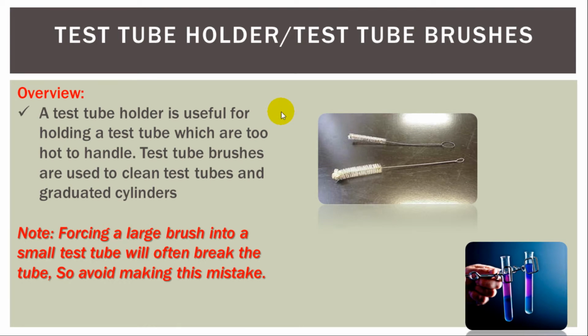Next, we have the test tube holder and test tube brushes. A test tube holder is useful for holding test tubes which are too hot to handle. Like I mentioned before, sometimes you do experiments where they release a lot of heat, so it's important to use these test tube holders in that situation. Test tube brushes are used to clean test tubes and graduated cylinders. So this is the brush right here. If you wanted to get in there and clean something that's been stuck there from a different experiment, this is what you use.